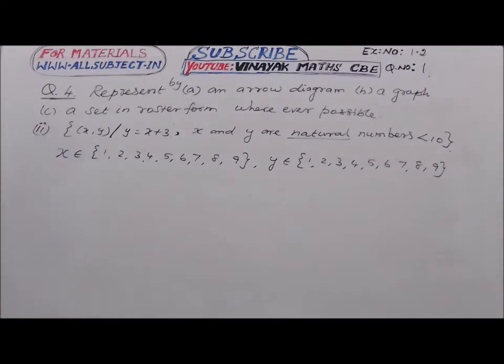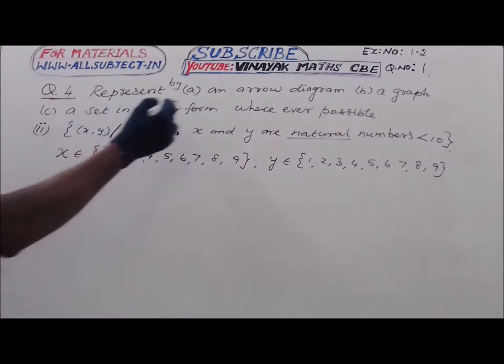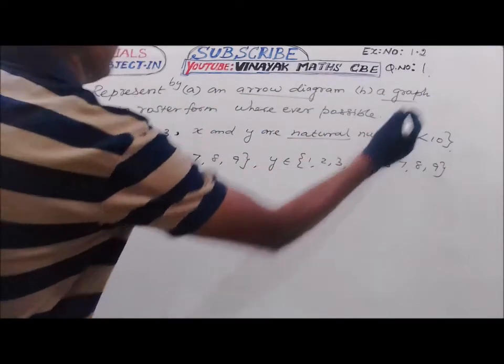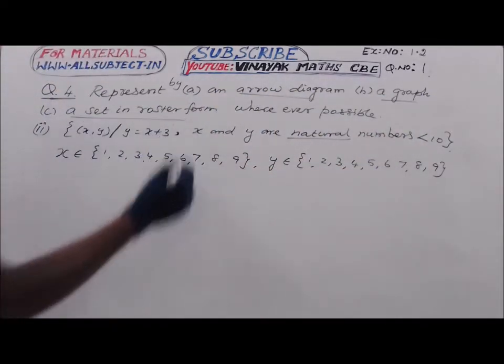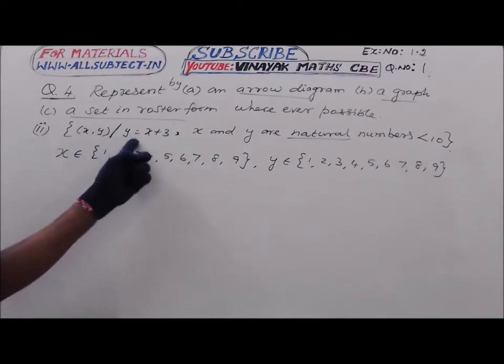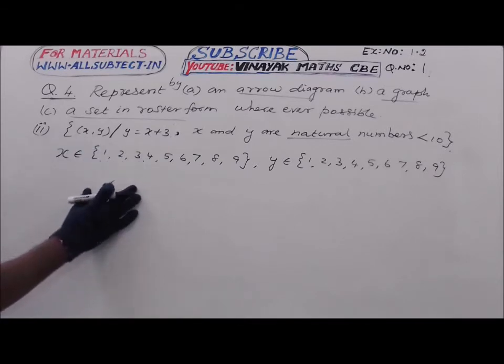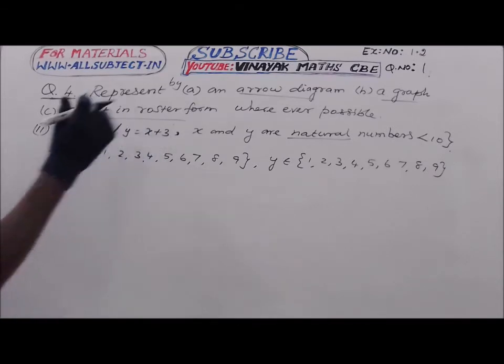Now we need to draw. First one is an arrow diagram, and second one is a graph, and the third one is a set in roster form, by following the relation y equal to x plus 3. Now the arrow diagram. Before entering the arrow diagram, we should find the values of y here.